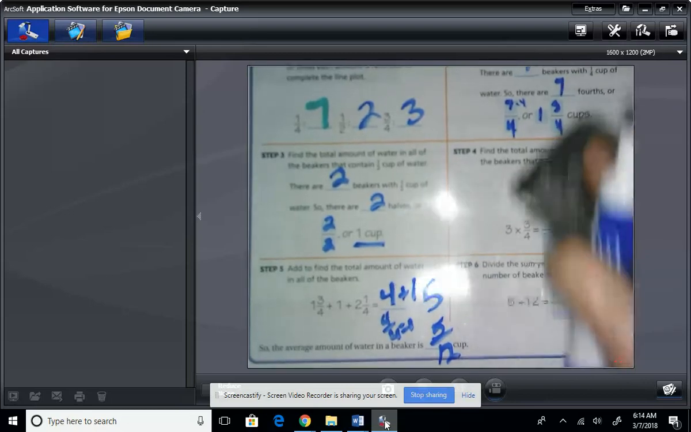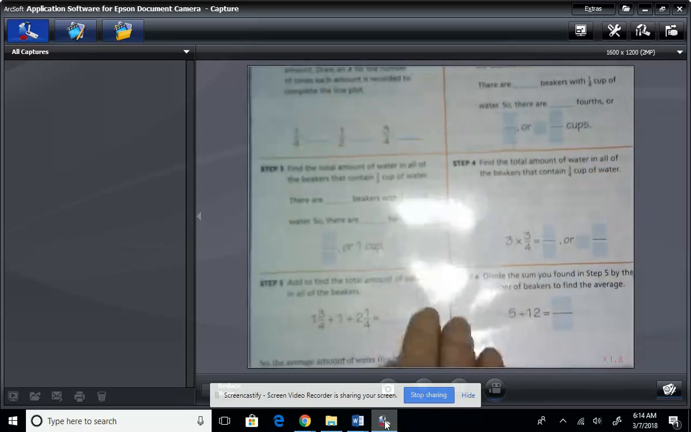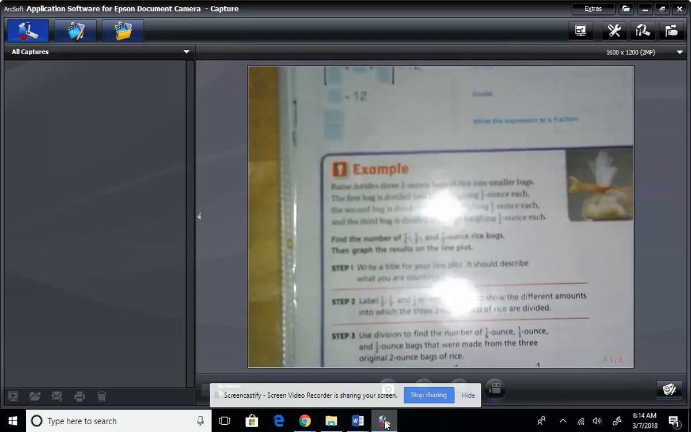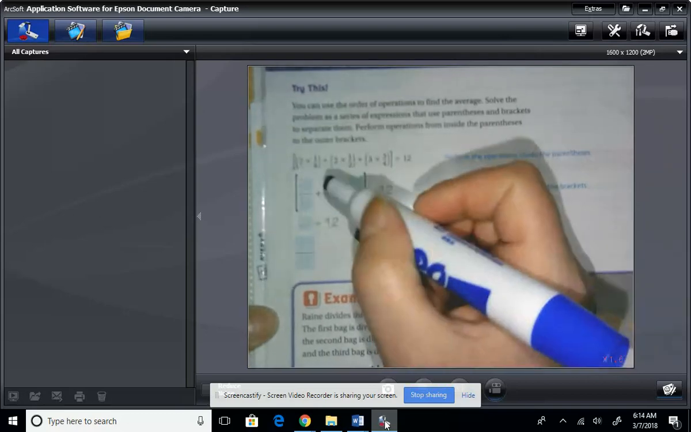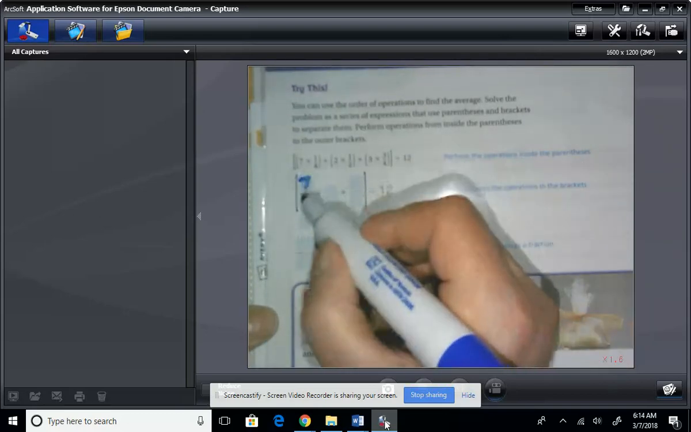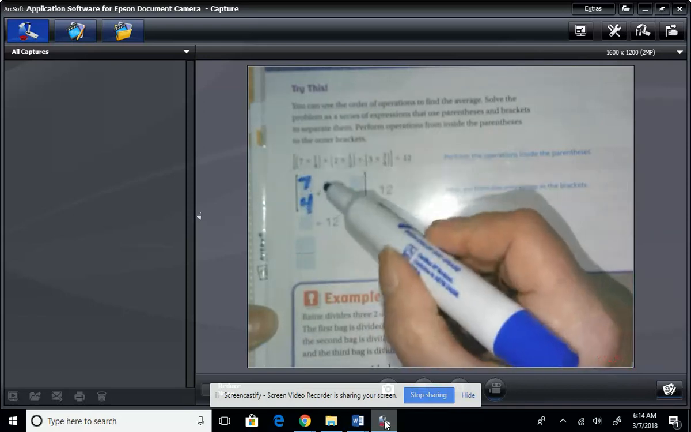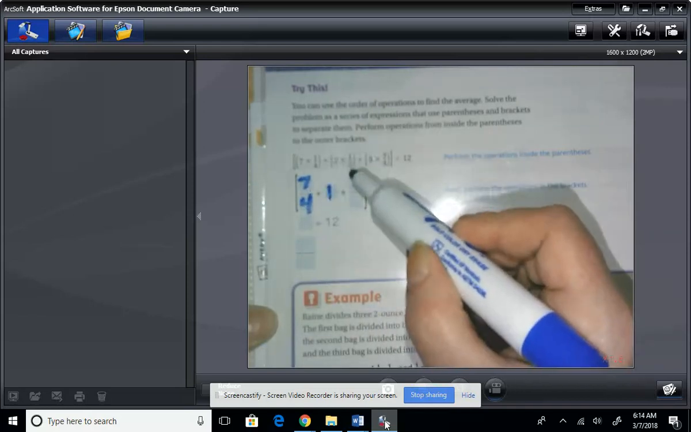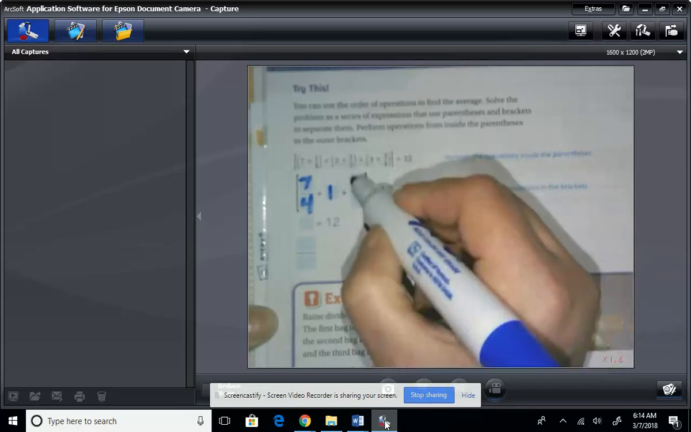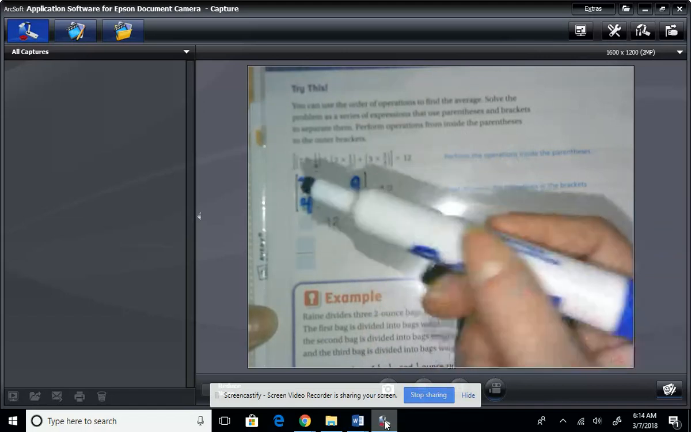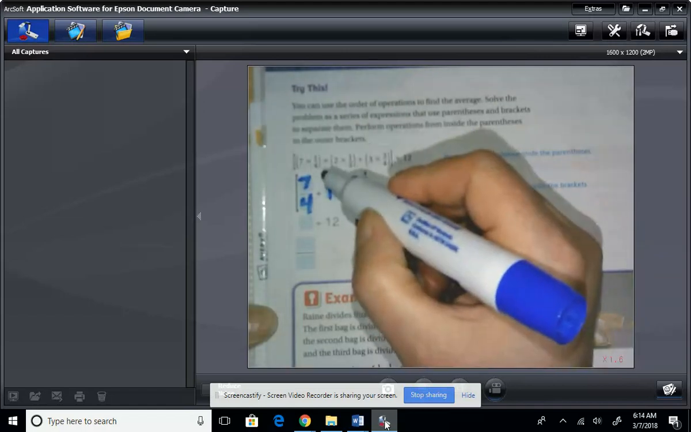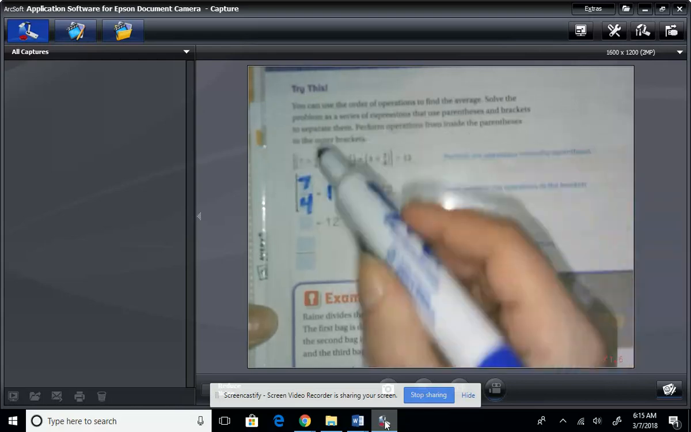Okay, see how the line plot helped you get that. All right, let's see if we could do it another way. We could have done order of operations, which is really what we did. 7 times 1/4. So 7 times 1/4 was 7/4. This was 1 whole, because 2 times 1/2. 3 times 3/4 is 9/4.